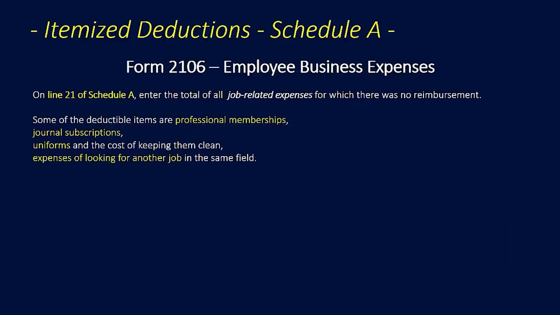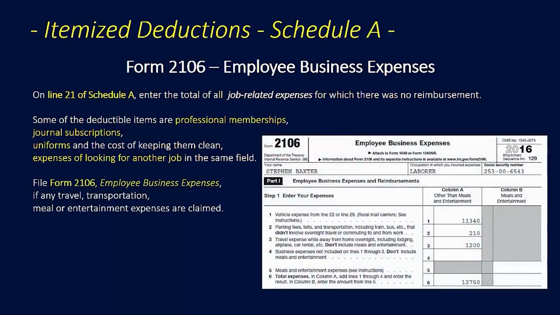On line 21 of Schedule A, enter the total of all job-related expenses for which there was no reimbursement. Some of the deductible items are professional memberships, journal subscriptions, uniforms, and the cost of keeping them clean, expenses of looking for another job in the same field. We file Form 2106, Employee Business Expenses, if any travel, transportation, meal, or entertainment expenses are claimed. Form 2106 then transfers to line 21 of the Schedule A.